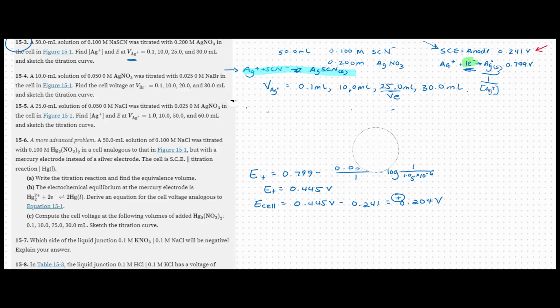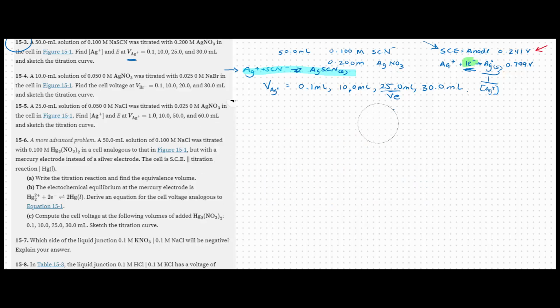Now, past the equivalence volume, the concentration of this silver is purely dependent on the excess silver that was added. So we know at this point we have 0.0500 moles of thiocyanate that were added. So at 30 milliliters of silver, how much silver was added? Well, our silver concentration is 0.200 moles per 1,000 milliliters. So 0.03 times 0.2, we get 0.00600 moles of silver added.